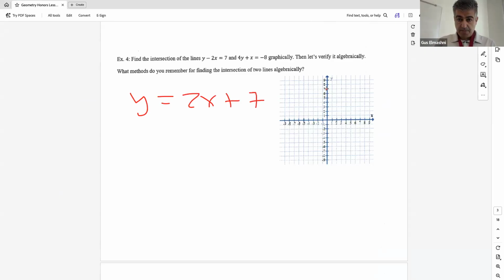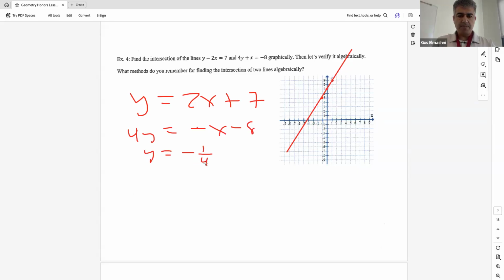You have 7 here, up 2/1. And let's see, go down over here. Okay, because I'm cool like that, I could do these straight lines. Next up, 4y. Oh, no, I'm not cool anymore. All right. 4y equals negative x minus 8. Y equals negative 1/4 x minus 2.